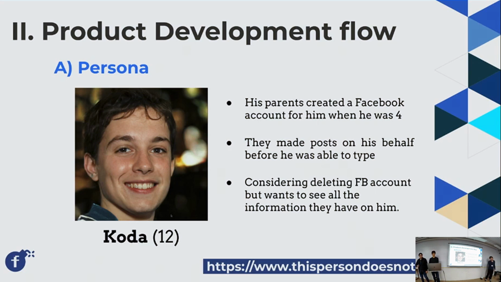As a first step, we created personas and user stories. We defined four personas. These personas are fictional characters generated by an auto-generation site. I'll explain two of them. First is Coda. Coda is 12. His parents created his Facebook account for him when he was 4. They made a post on his behalf before he was able to type. Recently, he wants to delete his account, but before deleting, he wants to see all of his data.